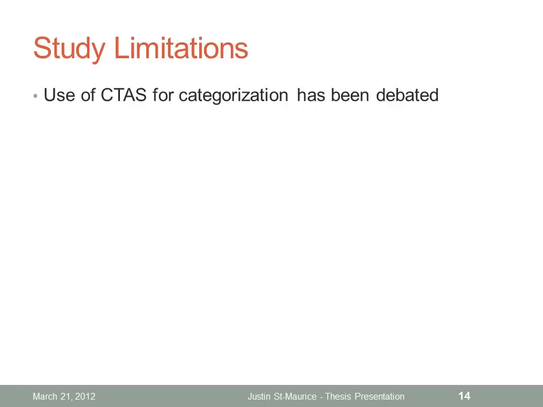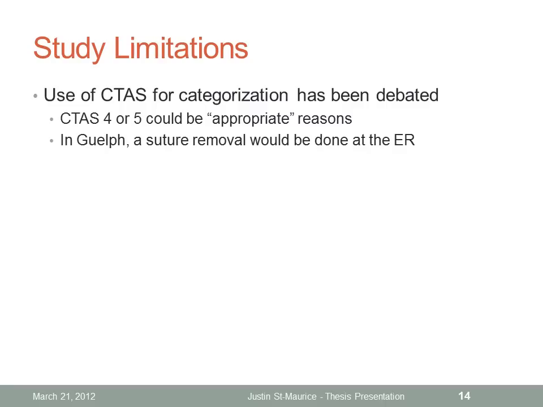There are some limitations to this study. The use of CTAS for categorization has been debated. CTAS 4 or 5 were considered inappropriate, but it's very likely that those 4s and 5s could be used for appropriate reasons. In Guelph, a suture removal is done at the emergency room, and that would be a CTAS 5, but that's kind of a community accepted reason for going to the emergency room.